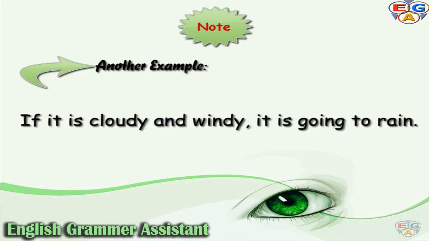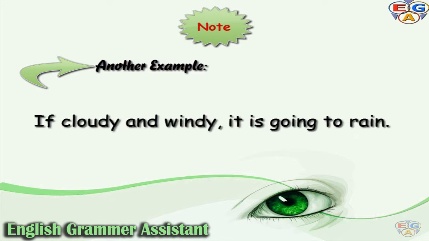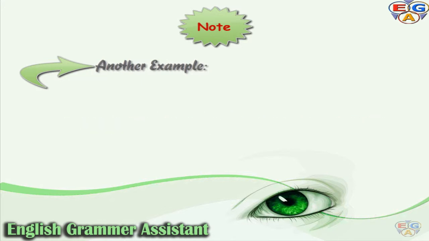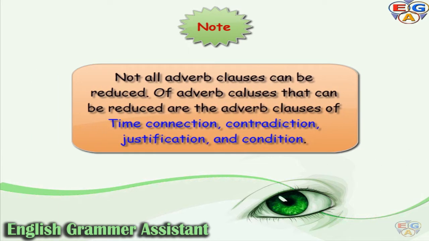Another example. If it is cloudy and windy, it is going to rain. The reduced form of this sentence is going to be like this. If cloudy and windy, it is going to rain. Not all adverb clauses can be reduced. Of adverb clauses that can be reduced are the adverb clauses of time connection, contradiction, justification, and condition.